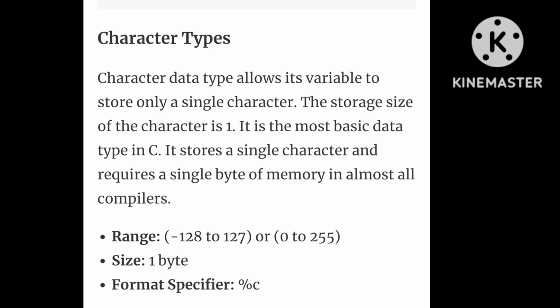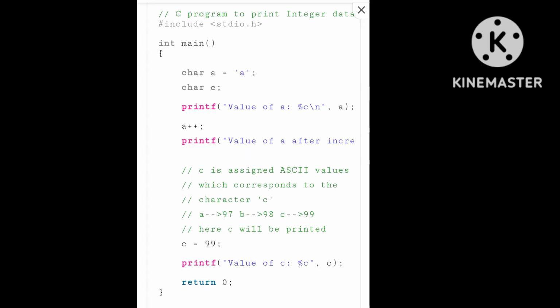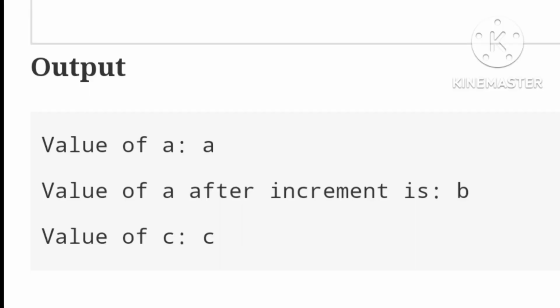And next, character types. Character data types allow the variable to store only a single character. The storage size of character is 1. It is the most basic data type in C. It stores a single character and requires a single byte of memory in almost all compilers. And its range is from -128 to 127. Size is 1 byte. This was the C program to print integer data of character. And this was the output.